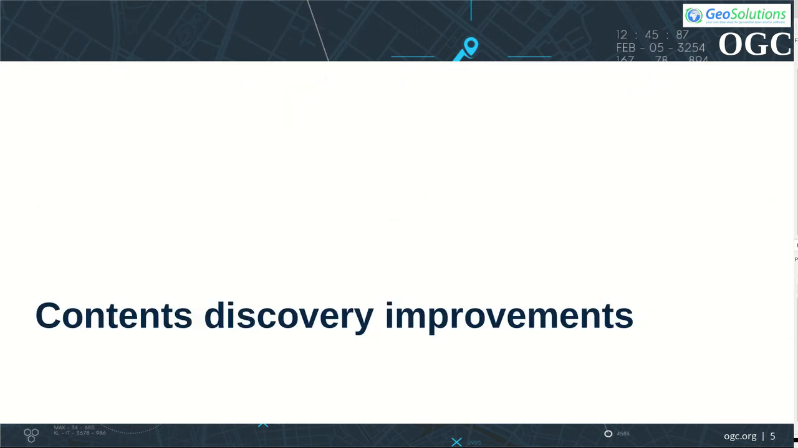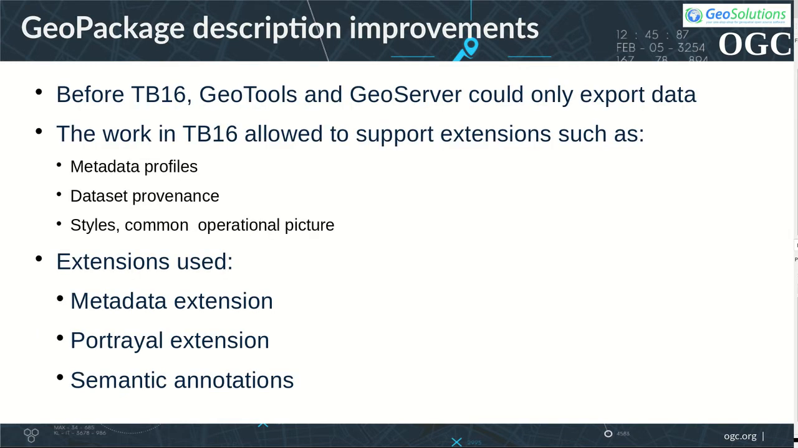First off, let's consider the improvements to contents discovery. Before TestBed16, GeoTools and GeoServer could only export the data. The work in TestBed16 allowed exporting more information, such as dataset metadata, dataset provenance, styles, and common operational pictures. The work required adding support for previously unsupported extensions, such as metadata, portrayal, and semantic annotations.